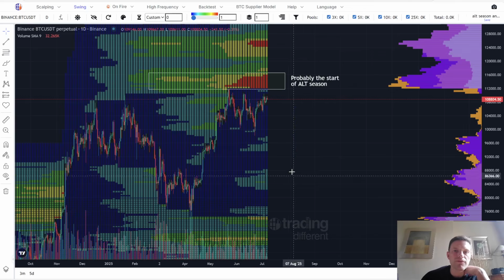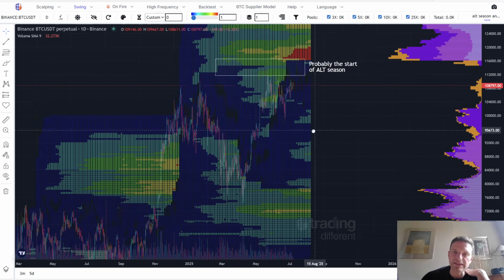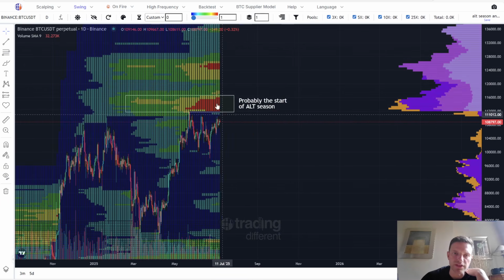So for crypto specifically, like this area here, when we started to really break into this liquidity, that's when XRP did its major move, and that's one of the reasons I've been flagging XRP as the leader of this potential alt season that could be to come now.